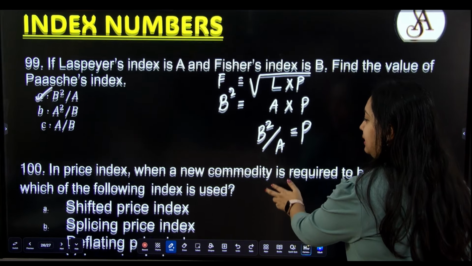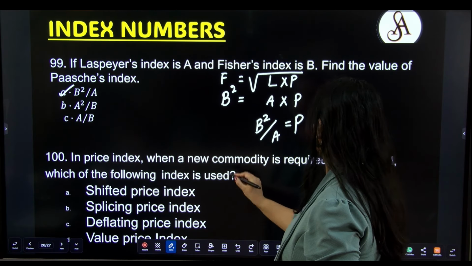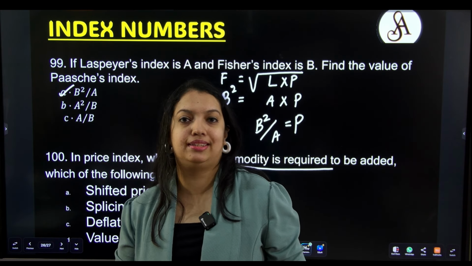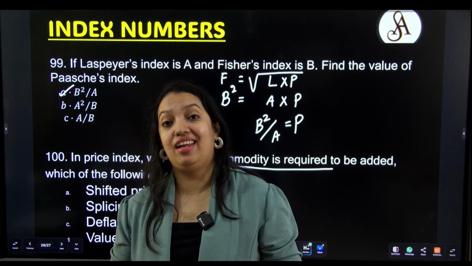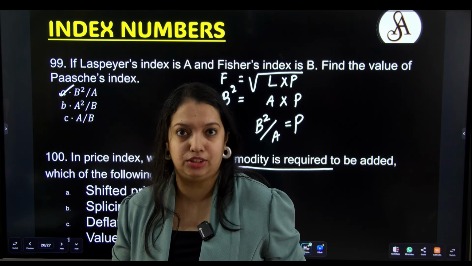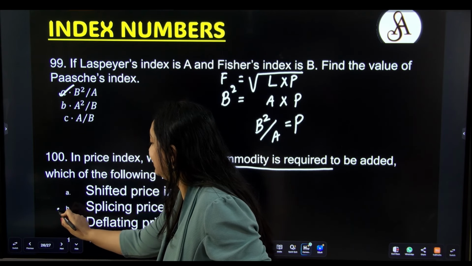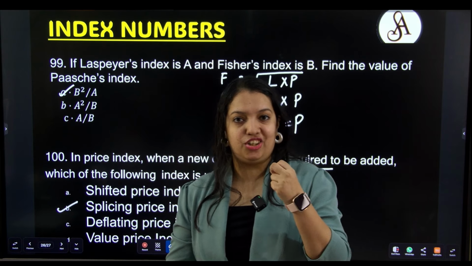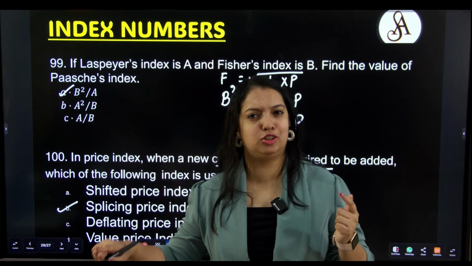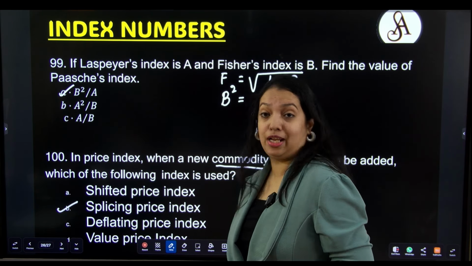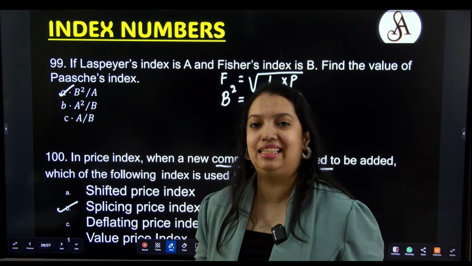Next, in the price index, when a new commodity is required, which technique is used? In the class, I had given you the example of Reliance, where in the year 2011, Jio was introduced. During that time, for indexing, they used the splicing technique. So whenever a new commodity has to be used, we use the splicing method of index numbers. That's it. Mock test paper 1 of January 2026 is done.